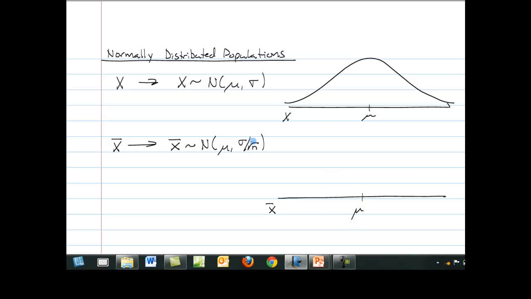But notice as n gets larger and larger, this overall fraction gets smaller and smaller, so the spread or the variability decreases. So we can see this top distribution has a lot of spread centered at the mean. This bottom distribution has very little spread, but it's still centered at the mean. So that's kind of what we want to talk about here.